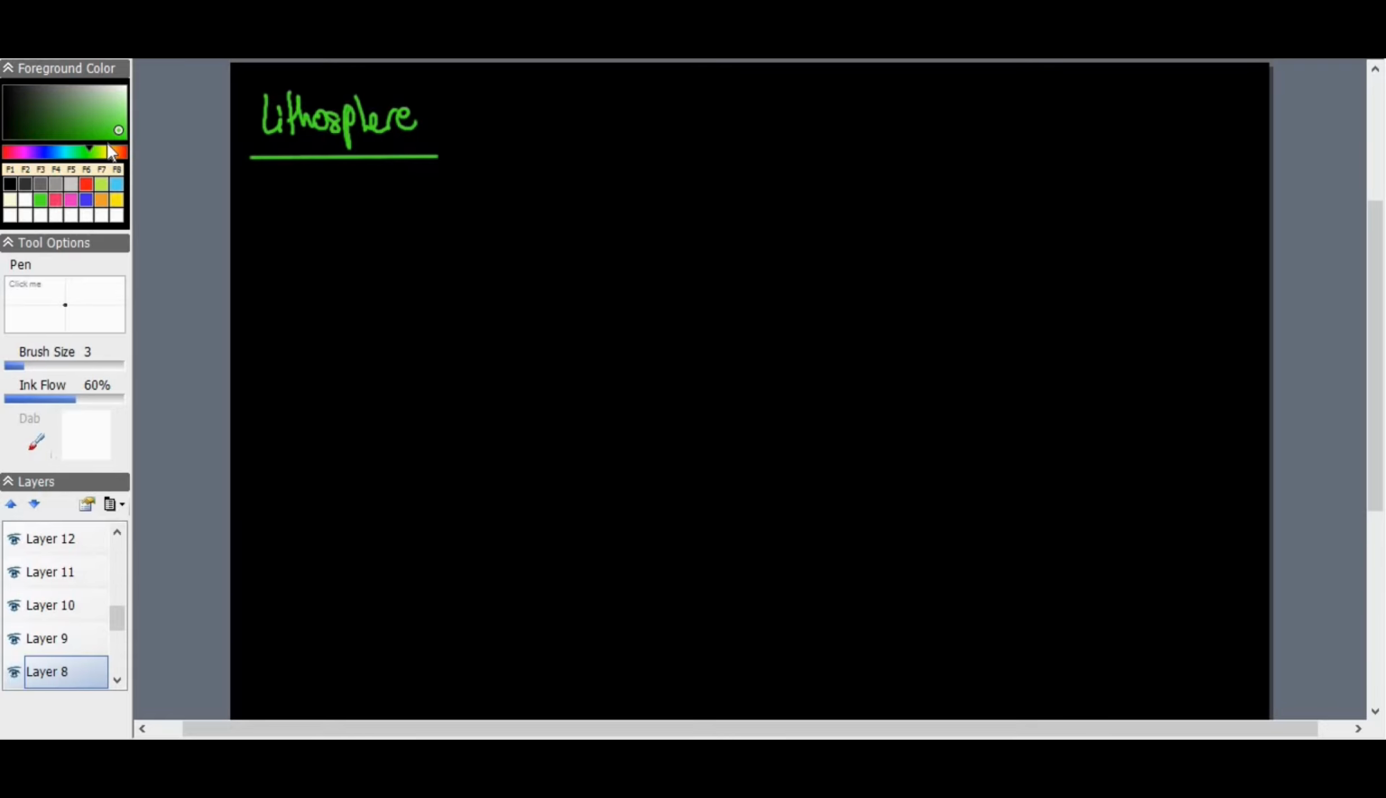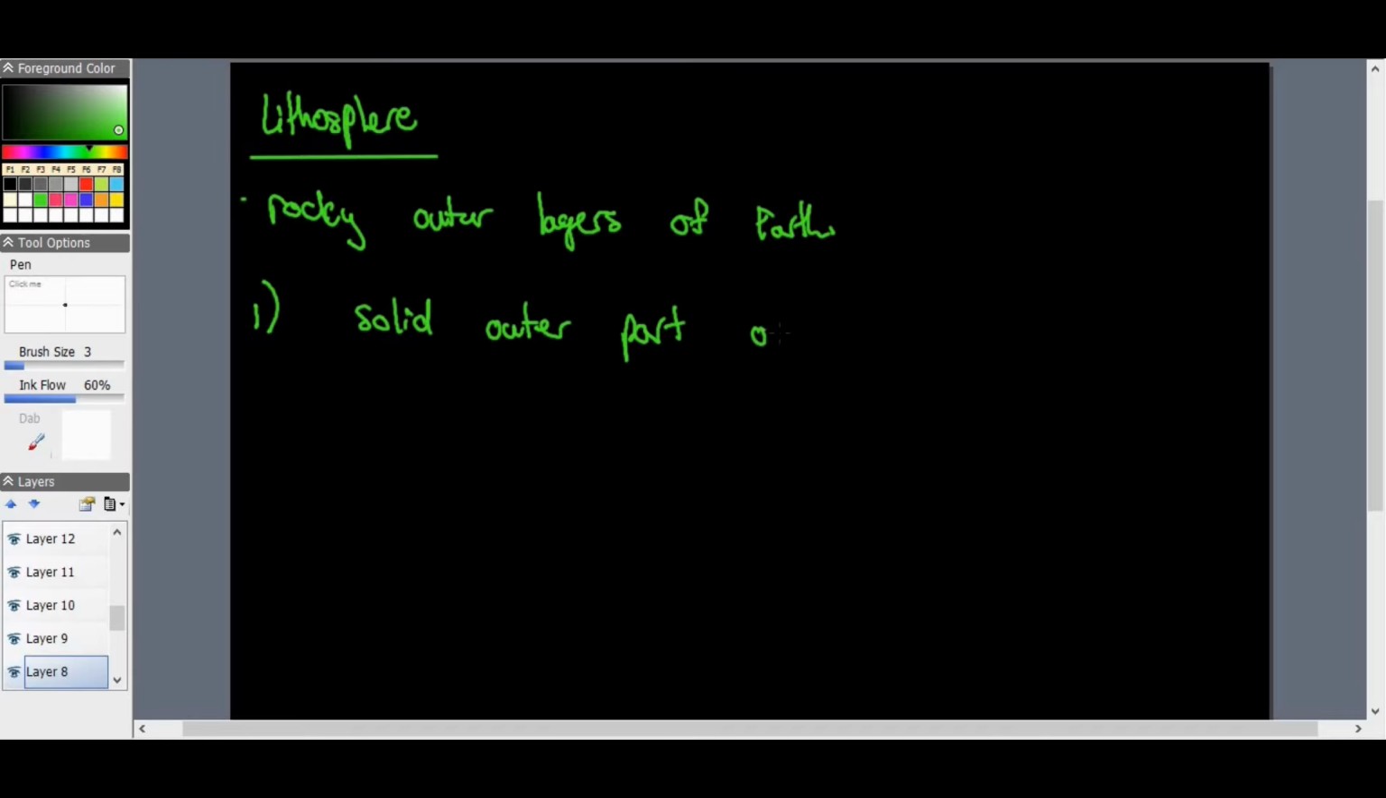All right, now to talk more specifically about the lithosphere, first of all, as a reminder, it is the rocky outer layers of Earth. Now the name comes from the Greek word lith, which means rocks. It's made up of three parts. One is the solid outer part of the mantle, which we know has very hot liquid.